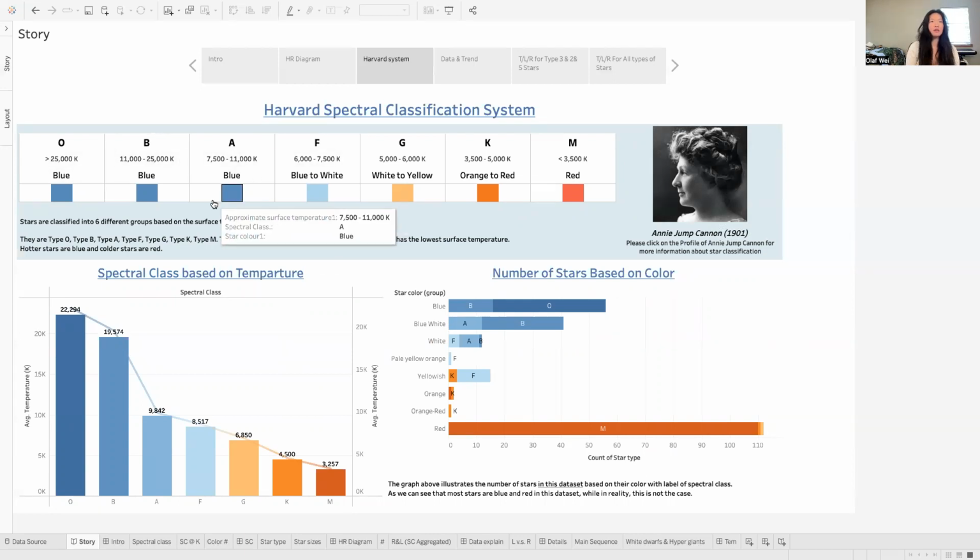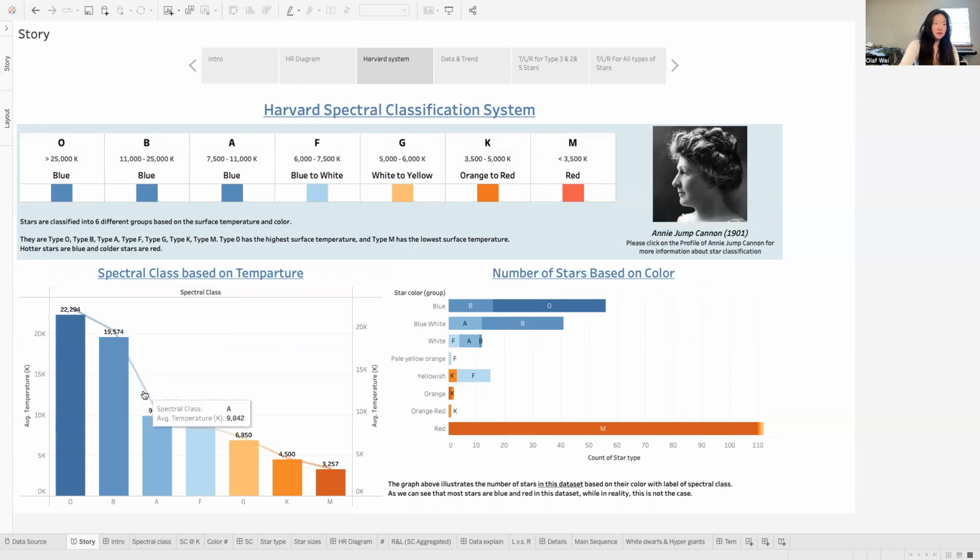It's not very intuitive to memorize, but all you need to know is that it's based on the temperature and color of the stars, decreasing in temperature. Usually hotter stars appear to be blue, like type O and type B, and cooler stars are orange to red or red, like class K or M.